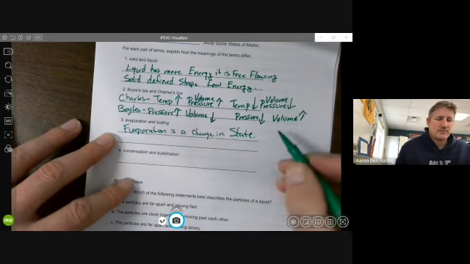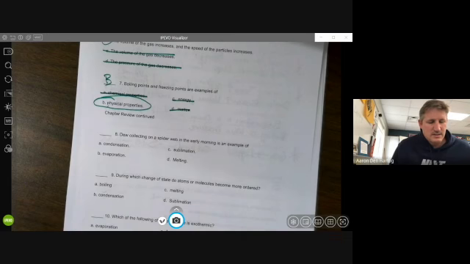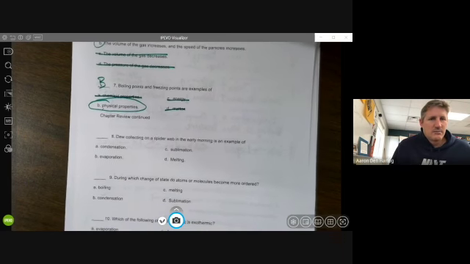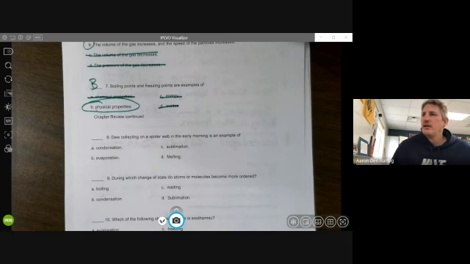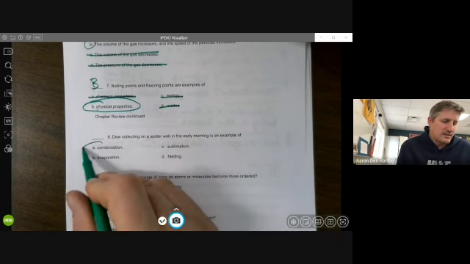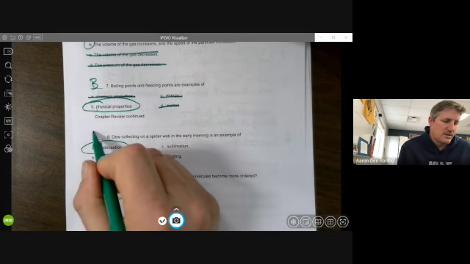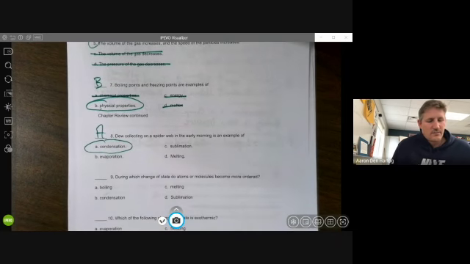All right. Number 8, dew collected on a spider web in the early morning is an example of, and remember I talked about how when I would go golfing in the morning, we have all that water on the ground and it didn't rain and the sprinklers didn't go. That's because of condensation from the water vapor settling on that cool grass.